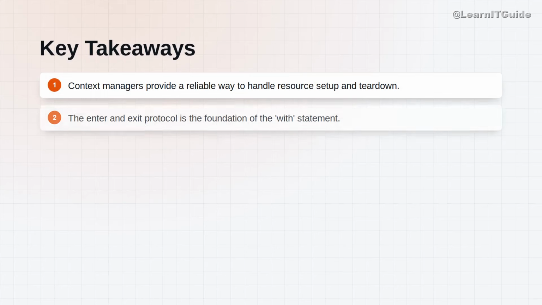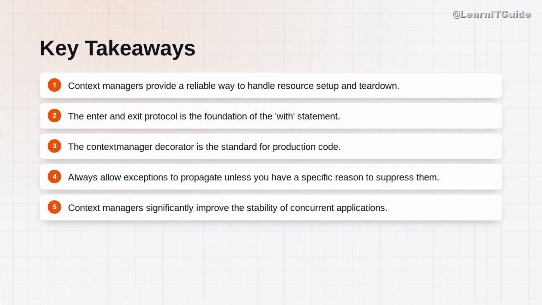To recap, context managers are the secret to writing stable, leak-free Python code. You now know how the __enter__ and __exit__ protocol functions internally. You know how to use the contextmanager decorator for cleaner code. Remember that silent exception suppression is a major pitfall, and always prioritize code clarity. Use these patterns to build systems that scale without leaking resources.